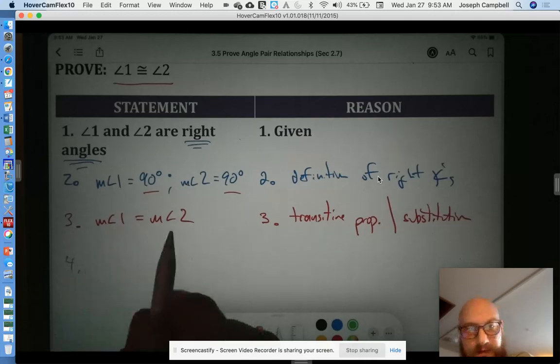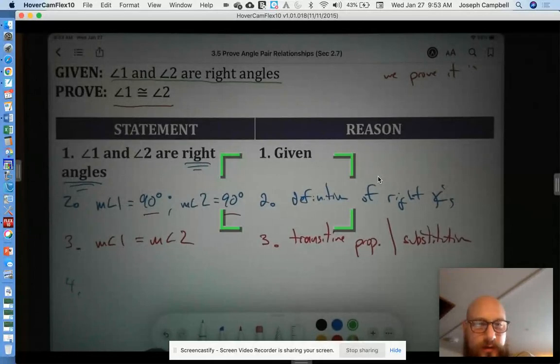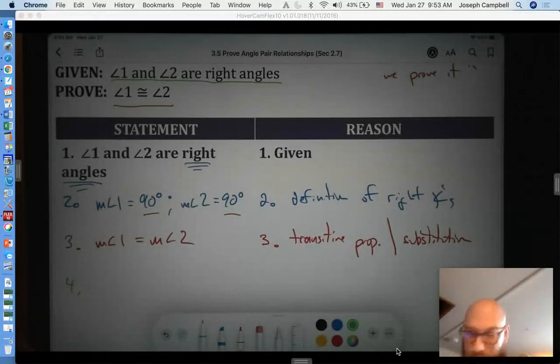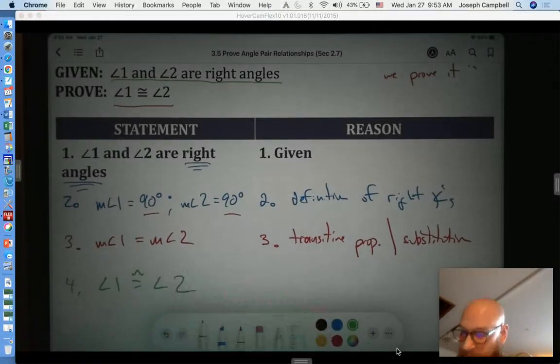Last line, well, I shouldn't have told you that, but think about this. What's the natural consequence of being equal? Remember where we're trying to go. We're trying to show that they're congruent. Well, if two angles are equal, then two angles are congruent, right? Angle 1 is congruent to angle 2.